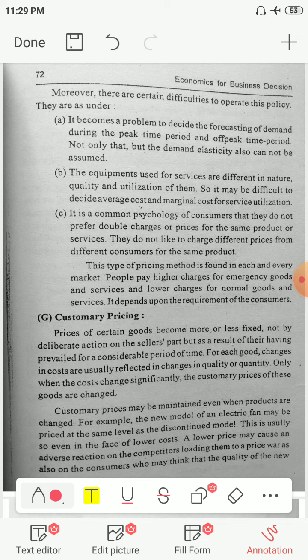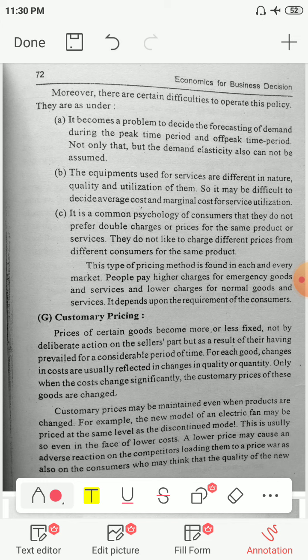It is a common psychology of consumers that they do not prefer double charges of price for the same product or services. They do not like being charged different prices for the same product. If you are charging a different price in the peak period and a different price in the off-peak period, then it becomes double pricing, dual pricing, and consumers will feel they are exploited. If the same room is available at 7,000 and now, because demand is high, you take the benefit of the situation and charge 25 to 30,000, some may oppose it, they may not like your policies at all, and they will permanently decide not to be your consumer at all. Why? Because you are charging two prices. So this is the biggest difficulty faced under peak load pricing.